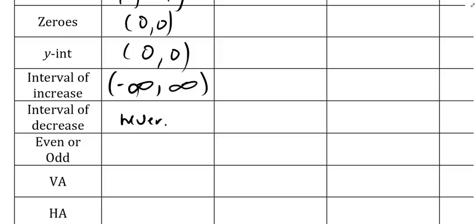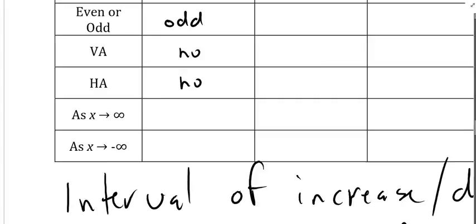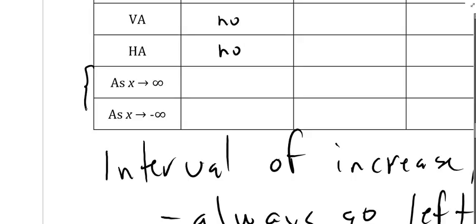Is it even or odd? Oh, now we have to remember that. Odd? Vertical asymptote, horizontal asymptote. No. We'll talk about what asymptotes are in a moment if we get to it. 15 minutes left. Oh, here's another new notation. This is called end behavior. I'm going to write that down.